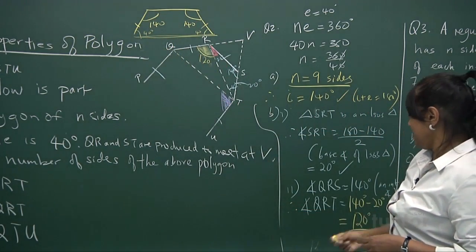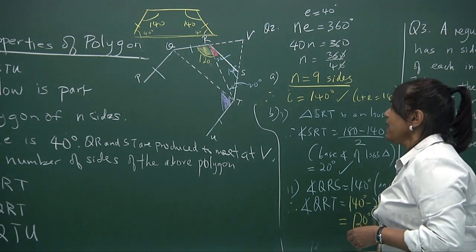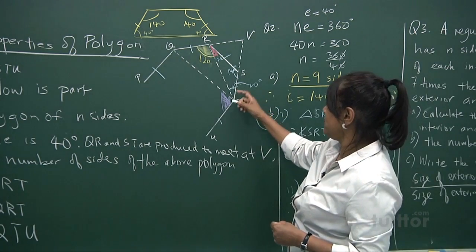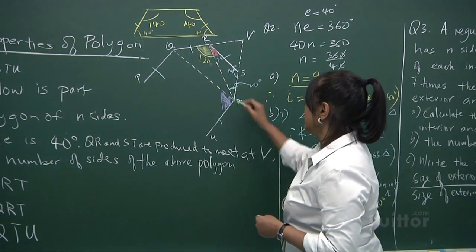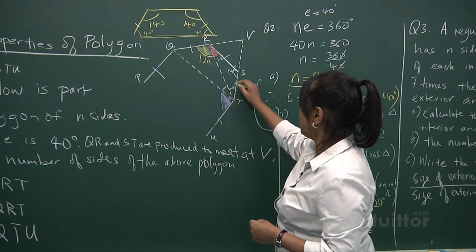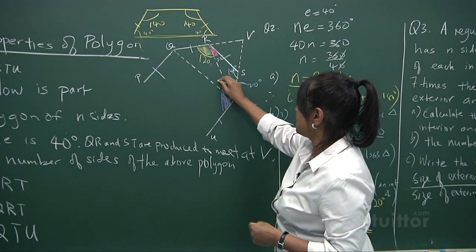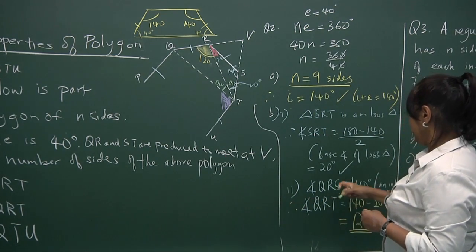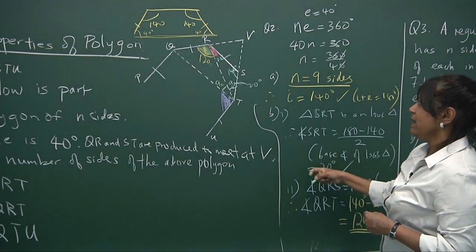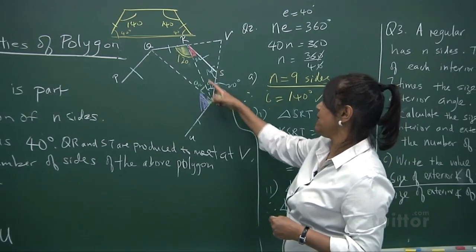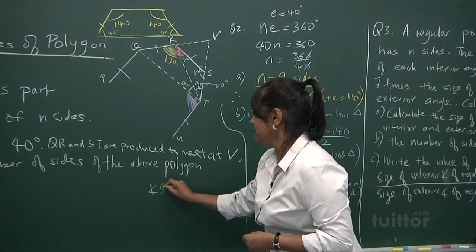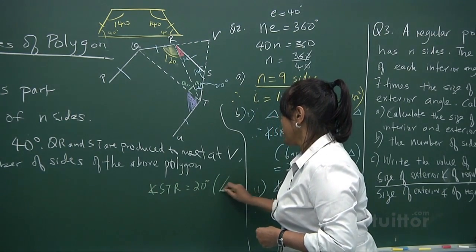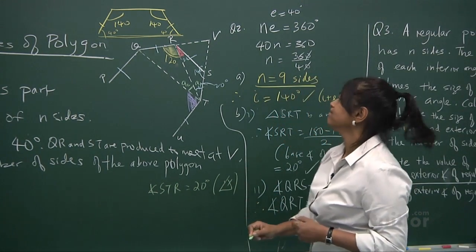So if you look at it, this will be 40 degrees, and if this is 20, this angle here I shall call A1, and I shall call this A2. A1 is 20 degrees. Angle STR is 20 degrees because of the isosceles triangle.